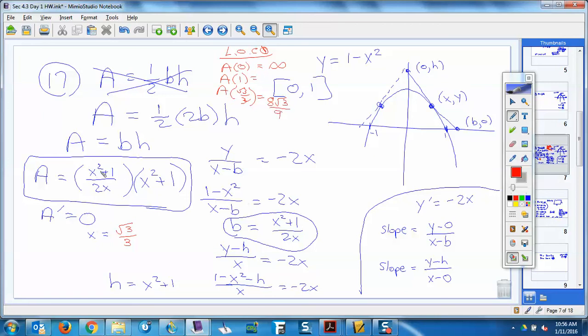And at 1, if you plug 1 in here, that's pretty easy. 2 over 2, that's 1. 1 plus 1 is 2. So you get 2. Okay, and this must be smaller than that. So there's your minimum area, to answer the question.